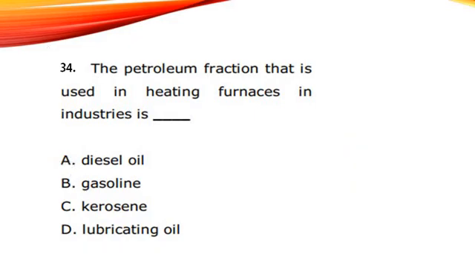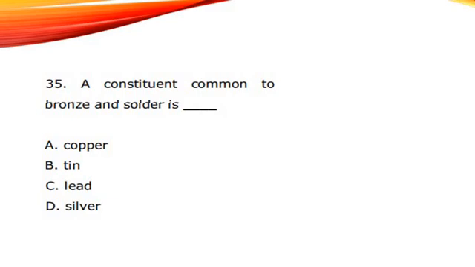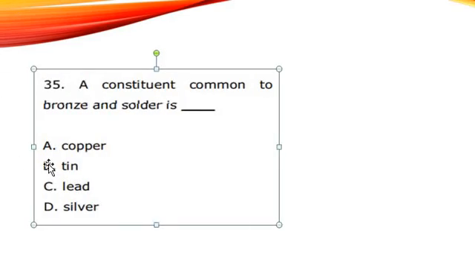Then the next is question 35, which says a constituent common to bronze and solder is A, copper, B, tin, C, lead, and D, silver. You can recall that bronze is actually an alloy that is made up of copper and tin, and solder also has tin as part of its constituents. So your answer is B, tin.